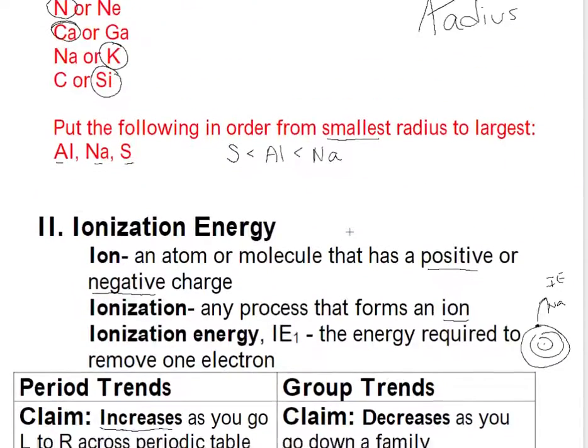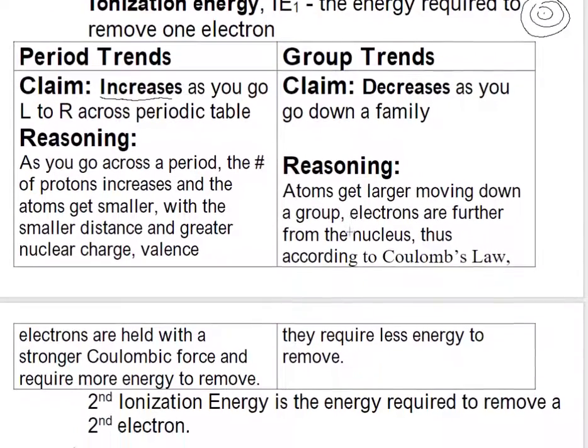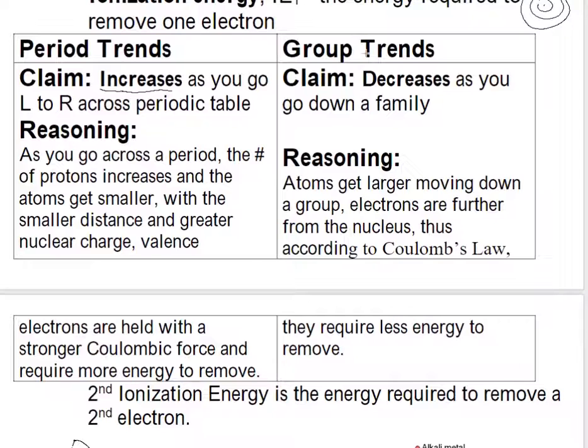Ionization energy has a life of its own. Sorry about that. Ionization energy decreases as you go down a family. And the reason is because the atoms get larger moving down a group. The electrons are farther from the nucleus. Thus, according to Coulomb's law, they require less energy to remove. They're easier to take away because the atoms are bigger.